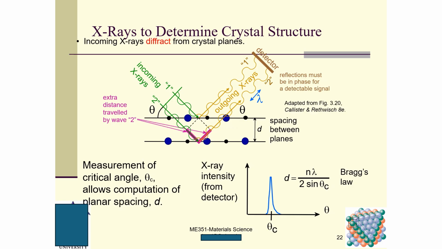Reflections must be in phase for detectable signals. So measurement of the critical angle, this is theta here, allows computation of the planar spacing d. The X-ray intensity is measured at the detector. So this is theta C here, right? Once you get this theta C, you can use this equation to determine d. This is called Bragg's law.